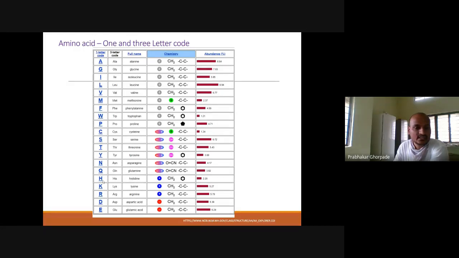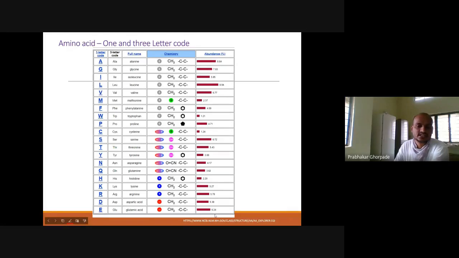Histidine, capital H is the code for histidine. Lysine again we represent as capital K. Arginine as a capital R. Aspartic acid as a capital D. Glutamic acid as a capital E.